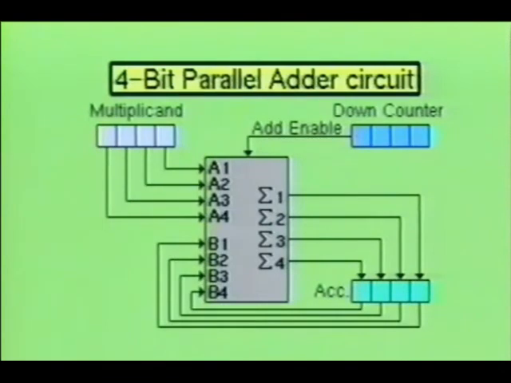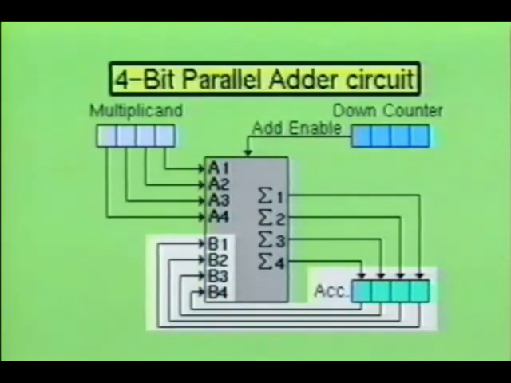Here we see a simple 4-bit binary multiplier using the successive addition process. Notice that the multiplicand is placed on the A inputs of the 4-bit parallel adder stage. Also notice that the multiplier is nothing more than a down counter which controls the add enable input.